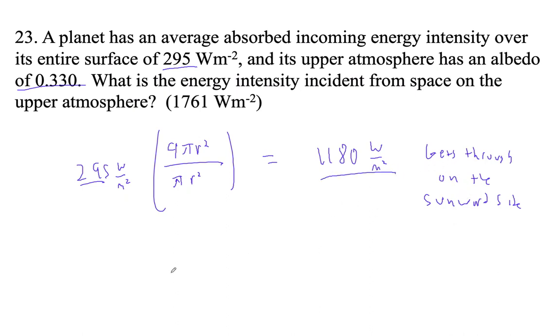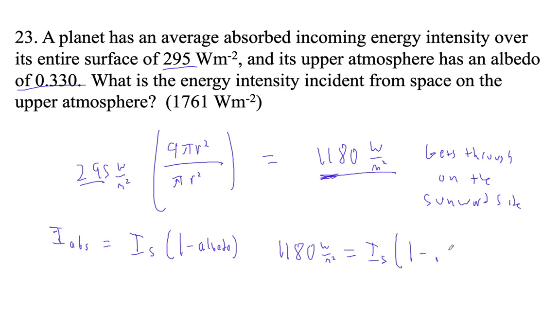So now we need to do another calculation because more than that is actually coming from the sun. Some is reflected, right? So we know that the intensity absorbed is equal to the intensity from the sun times 1 minus the albedo. Right? So we know that this is what's being absorbed frontally. Okay? And that's going to be the energy from the sun times 1 minus, what's our albedo? 0.33. So we're kind of working this problem backwards, right?